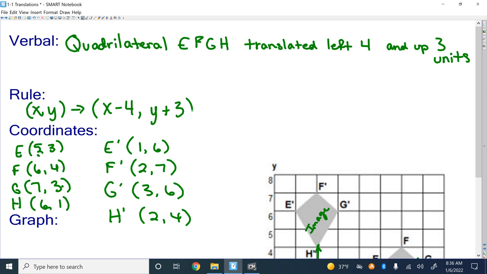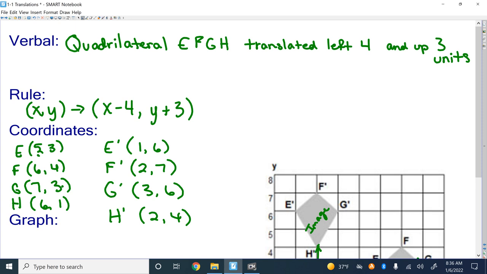Anytime I want to move to the left, I put a minus with the x coordinate. Anytime I want to move up, I put a plus with the y coordinate. What if I wanted to move to the right? Then it would be plus 4 for the x. What if I wanted to move down? It'd be minus 3 for the y. Good. Make sure, because you might see a problem like this on your quiz, hint, that you have to pick out which one is the image and the pre-image, and how you move from one to the next.